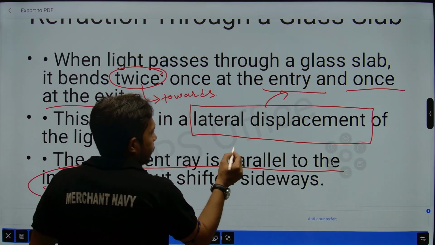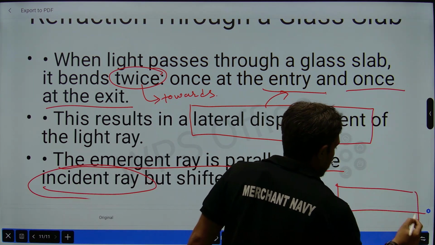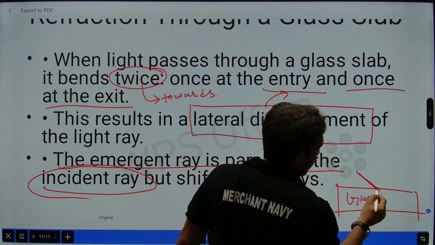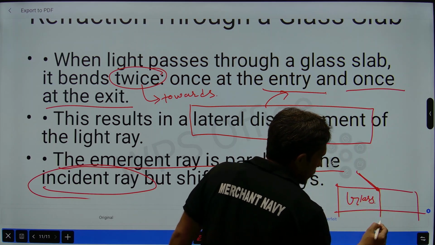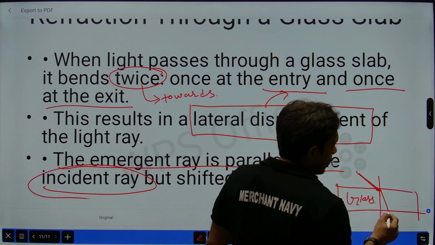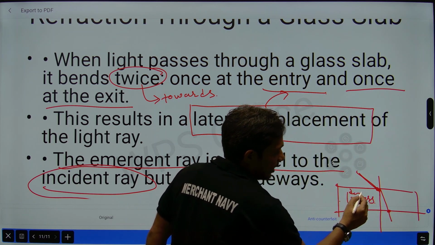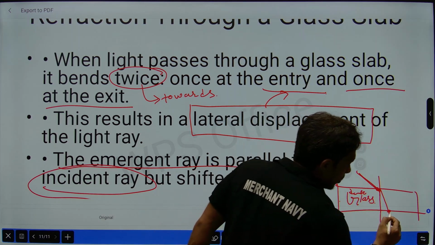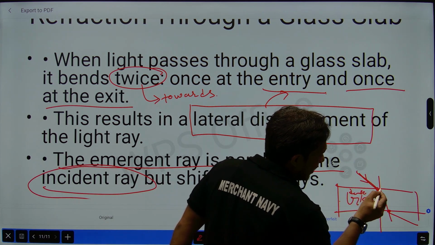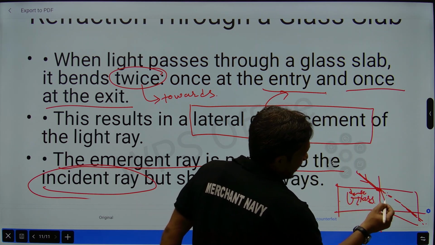Parallel means what? Suppose this is the glass. When the incident ray falls here, it will move towards the normal. Now, from here again it is passing through, the light is passing from denser to rarer, so it will move away from the normal. When you elongate the incident ray, you will see the emergent ray.